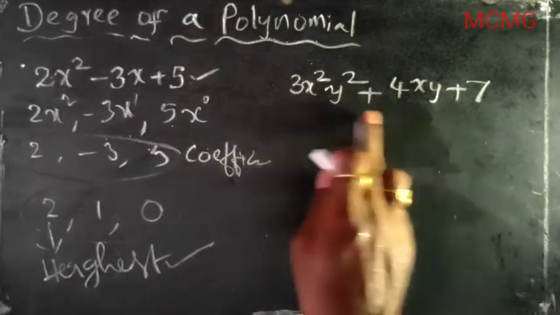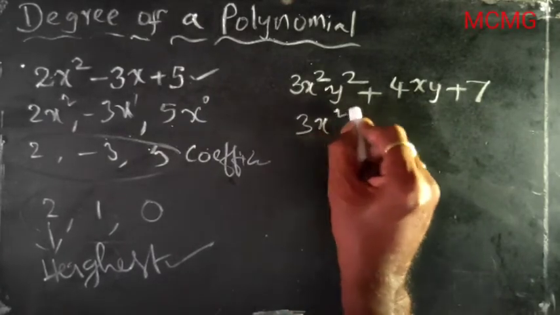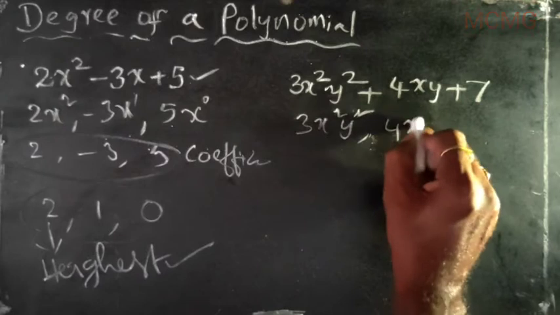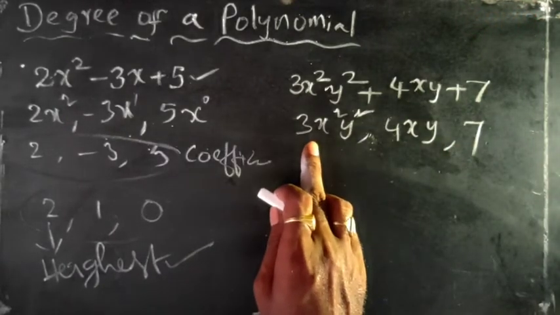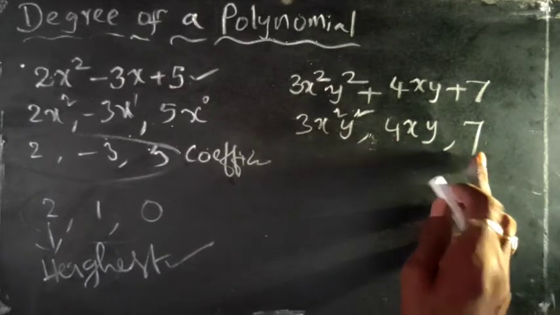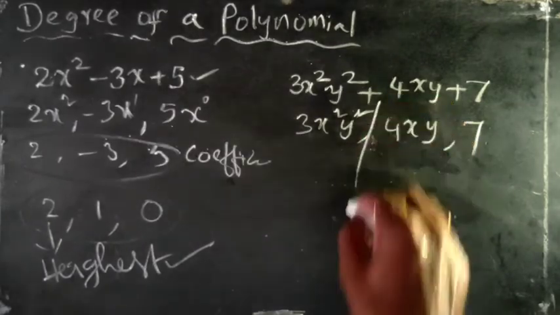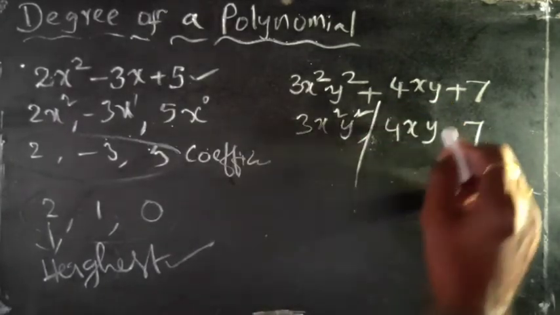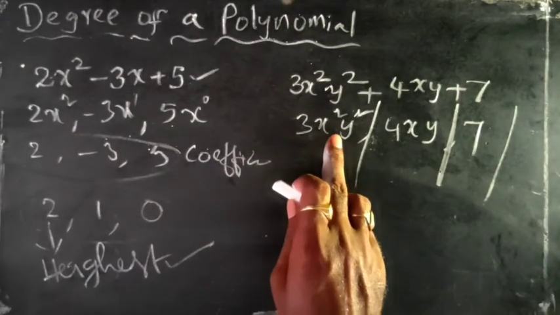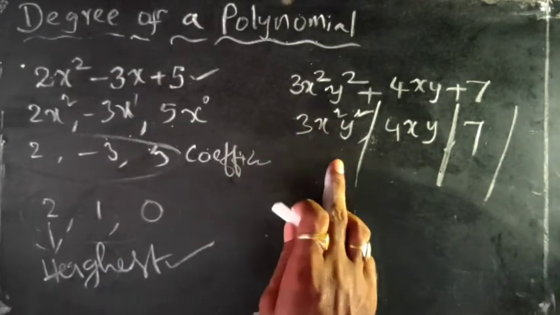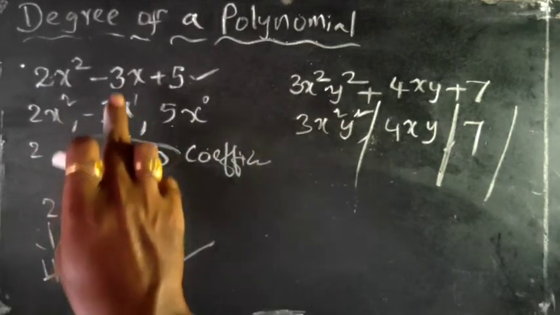Here how many terms are present in this polynomial? Of course 3 terms. What are those? 3x square y square, 4xy and 7. Okay. Now what are the coefficients here? 3, 4 and 7. Now what is the degree of this term, and what is the degree of this term, and what is the degree of this term? Okay. Degree in the sense highest power. But here we consider it as the highest power of the variable present in the given polynomial.